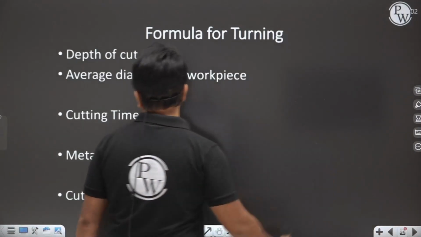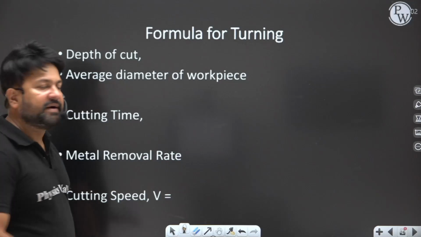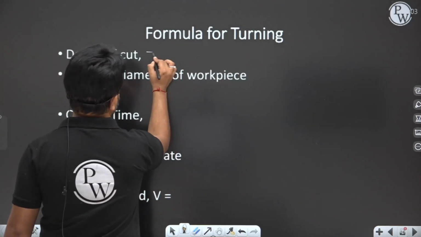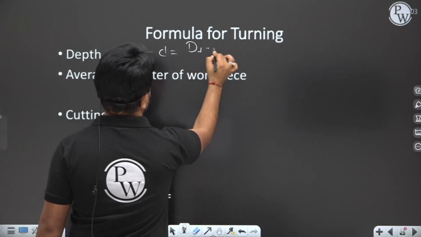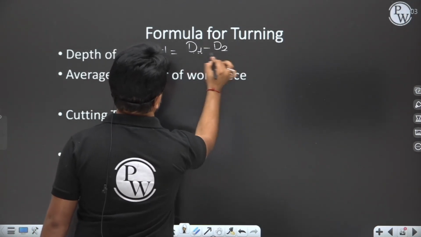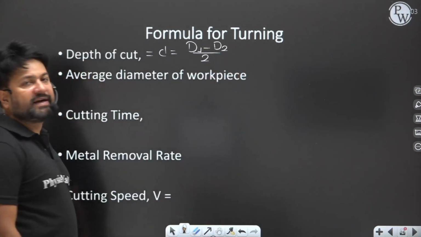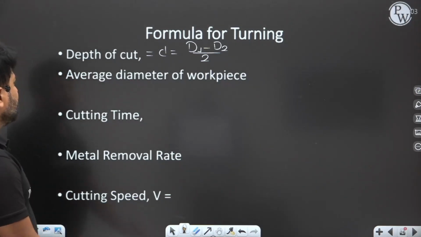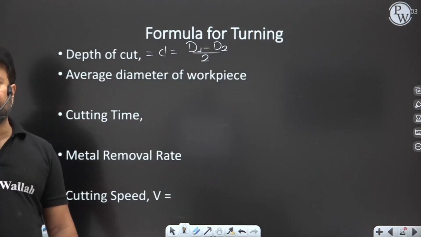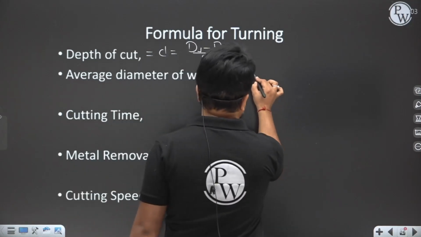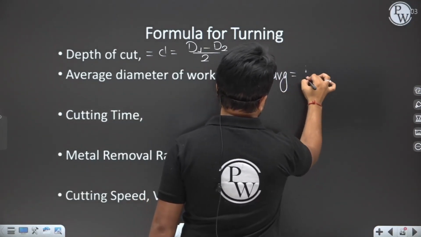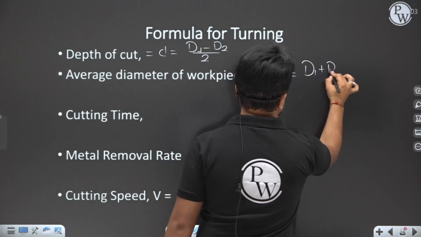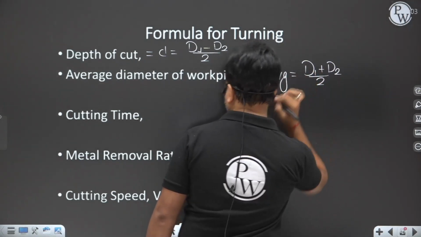The first parameter is the depth of cut. My dear, depth of cut is very simple. That is D1, the initial diameter, minus D2, divided by 2. You will get the depth of cut. Now the average diameter of the workpiece, sometimes we need the average diameter. D average equals D1 plus D2 divided by 2.